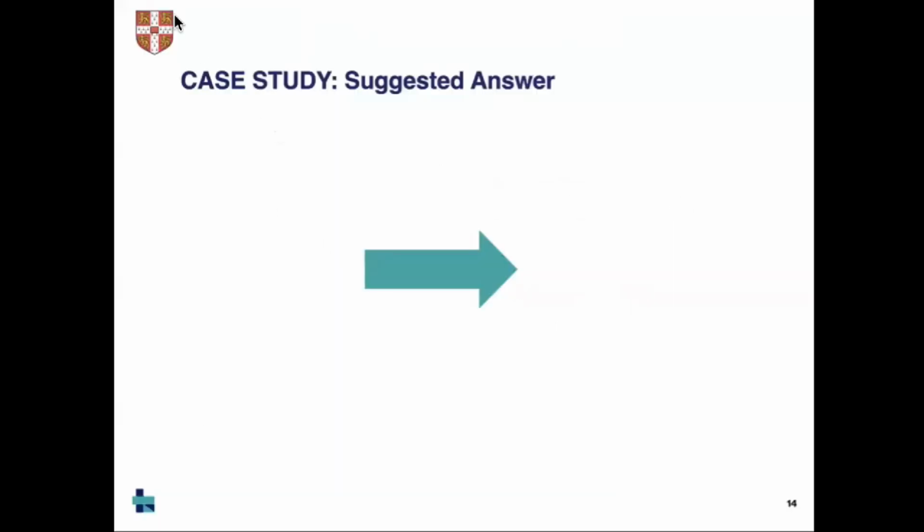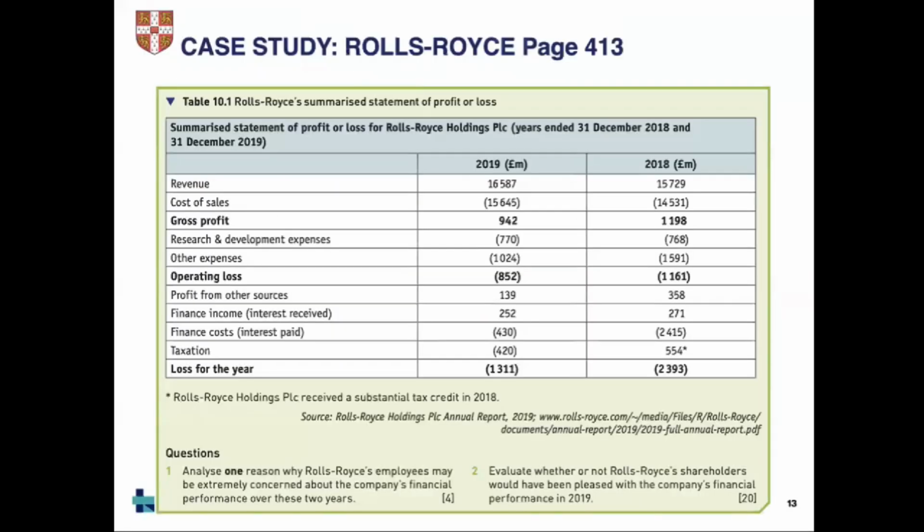another question that was also asked, that is question two, was: evaluate whether or not Rolls-Royce's shareholders would have been pleased with the company's performance or not. Now, I gave you these what we call important words. I've forgotten the term they use for it.